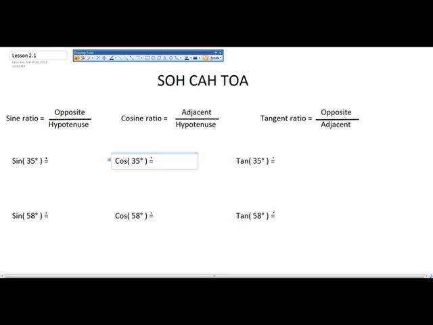Those stand for degree, radian, and gradient. You can ignore radian and gradient for grade 10. We're going to be focusing on degrees, so always make sure it's in DEG mode, please.